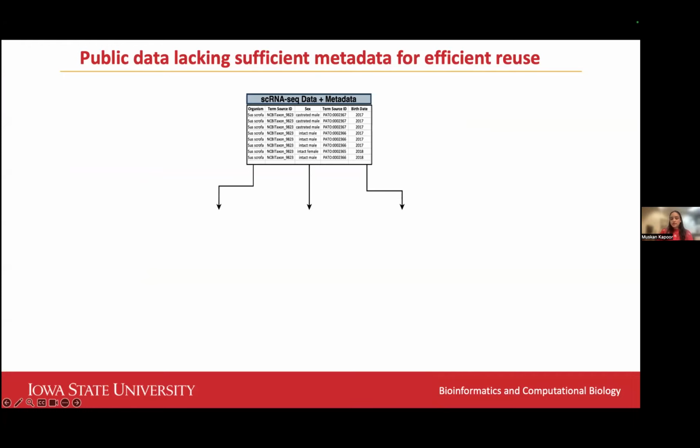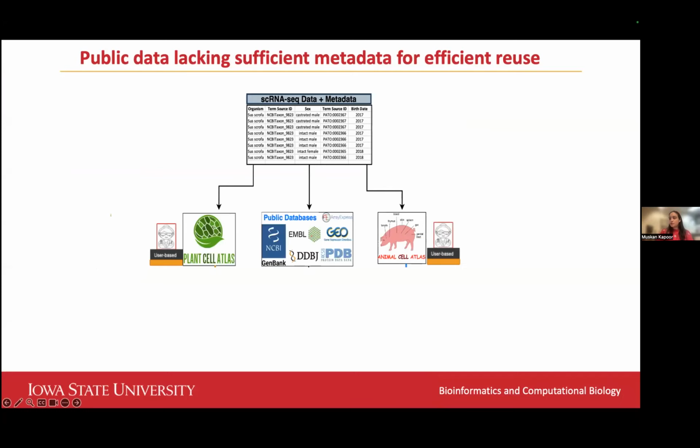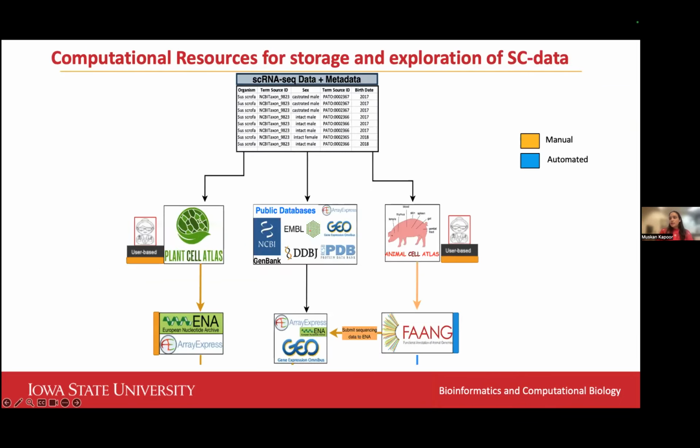In single-cell RNA-seq, the general workflow unfolds through 3 different portals, which are the plant cell atlas, the animal cell atlas, and the public data. In the plant cell atlas part, the user submits their data to ArrayExpress via Annotator, and the raw sequencing and processed files are submitted to the ENA portal. In the public databases, there are mainly 3 portals used, which are ArrayExpress, ENA, and GEO.